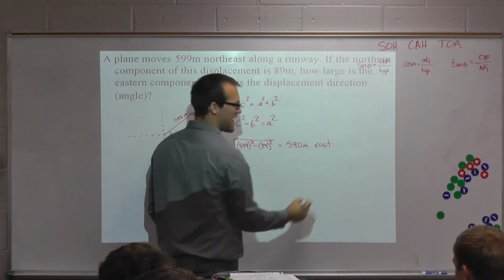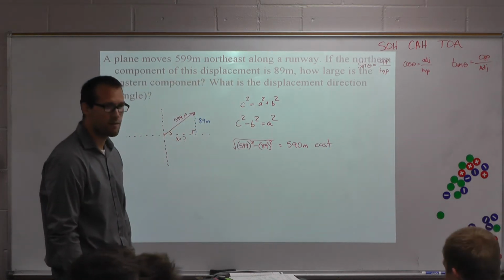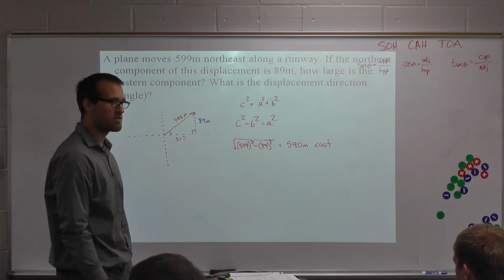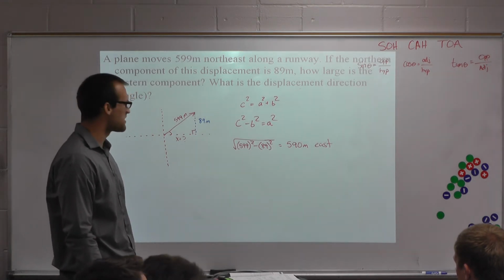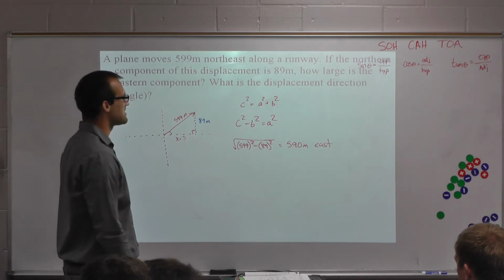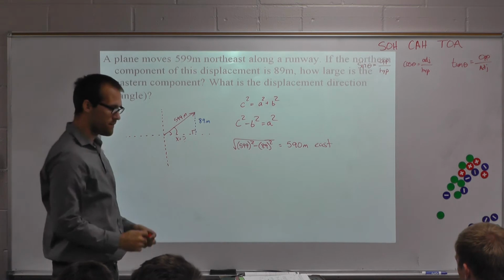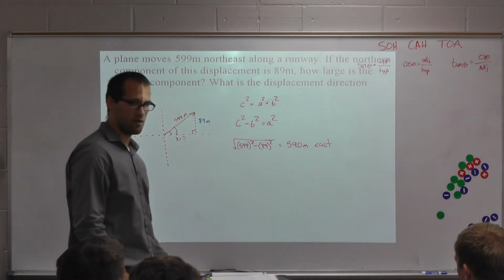If it's straight east, the angle's 0. If it's straight north, the angle's 0. If it's straight south, the angle's 0. If it's straight west, the angle's 0. Does that make sense? Okay, then it wants the angle of the hypotenuse side.